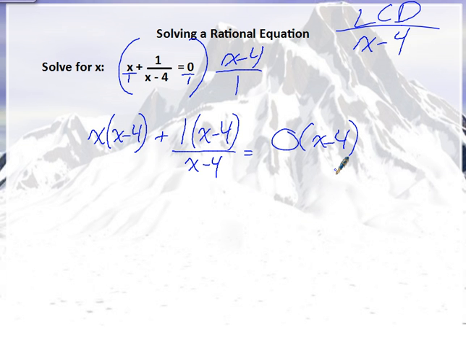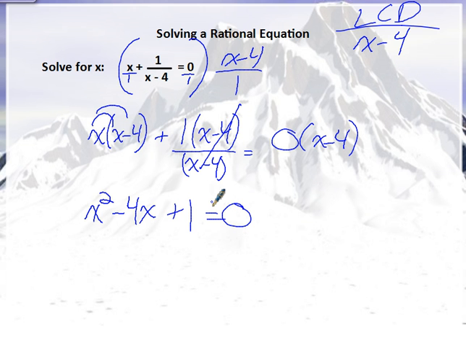And you'll see what happens here is I have x minus 4 in my numerator, x minus 4 in my denominator. They can cancel. 0 times anything, 0. So now all I have to do is work this out in here. So I'd get x squared minus 4x, just distributing, plus 1 equals 0.